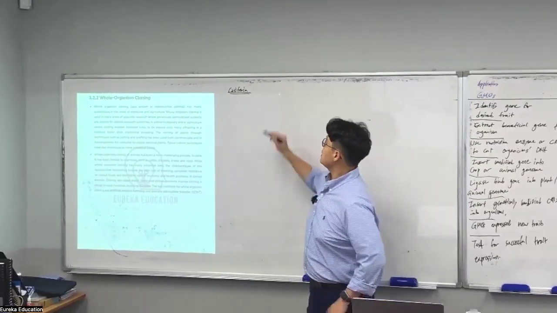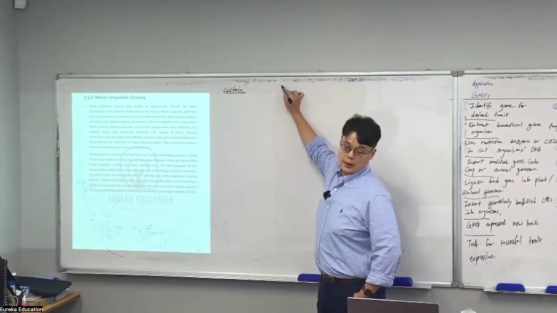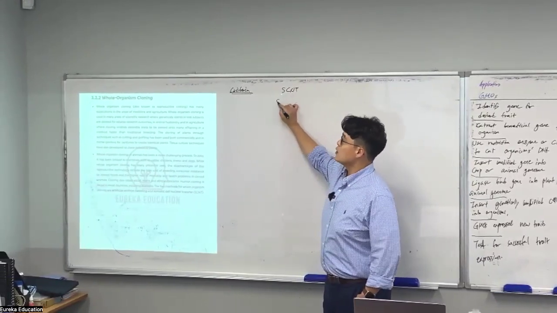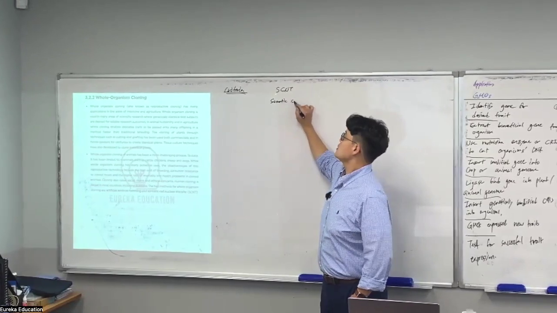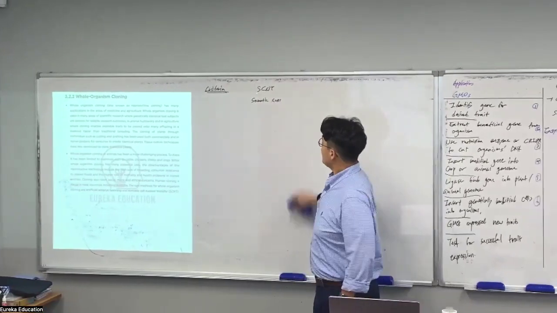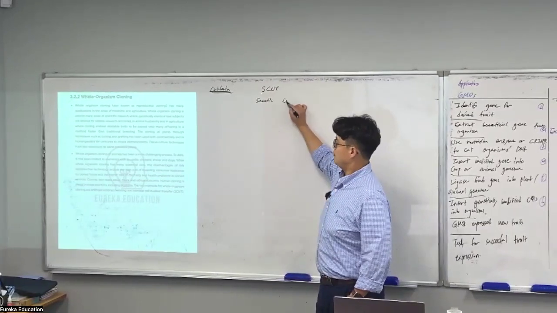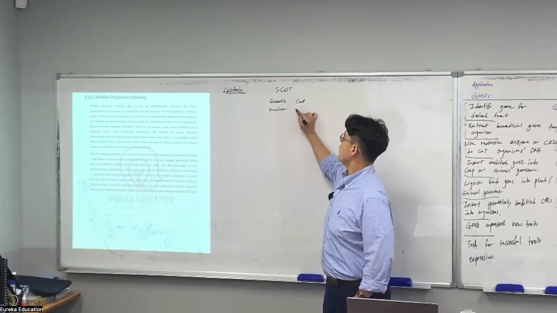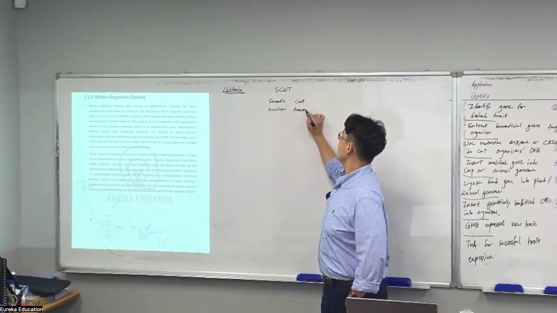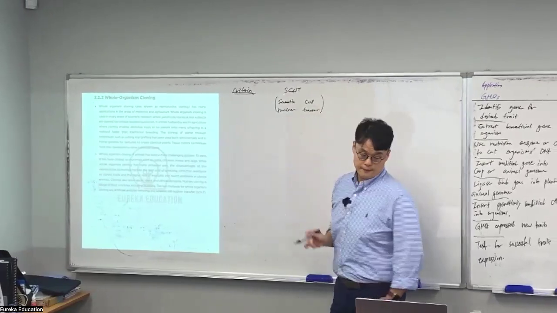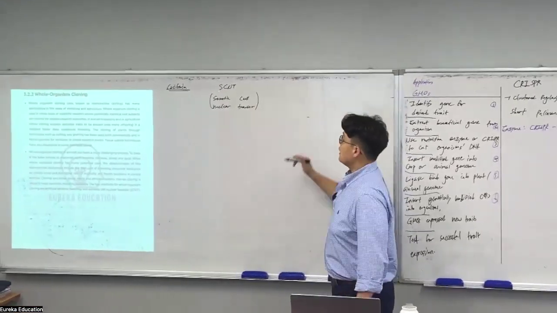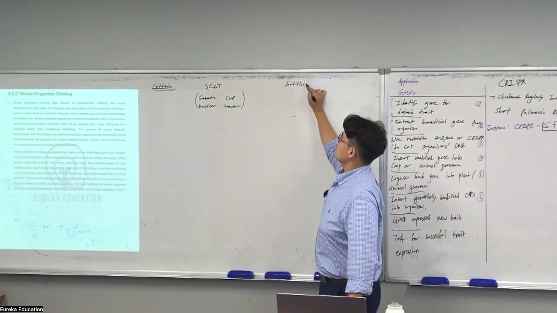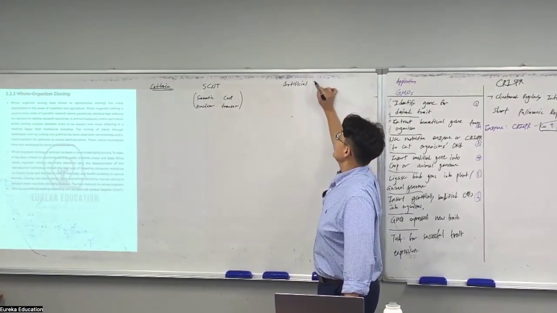In terms of that, we have something known as SCNT. SCNT stands for somatic cell nuclear transfer. We can also have whole organism cloning by artificial embryo twinning.